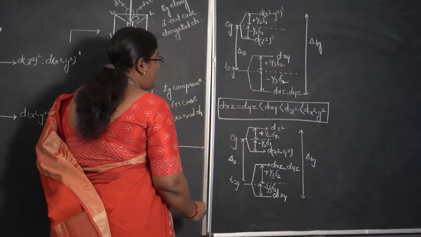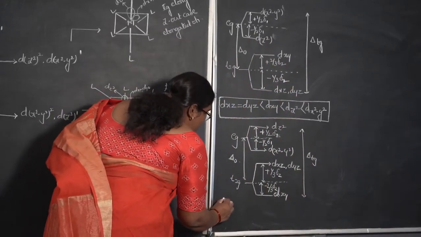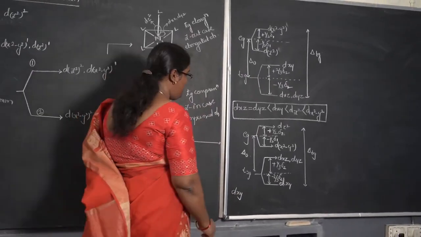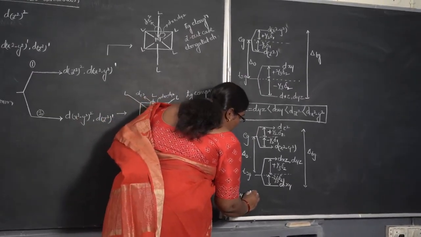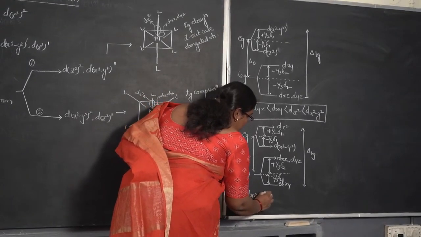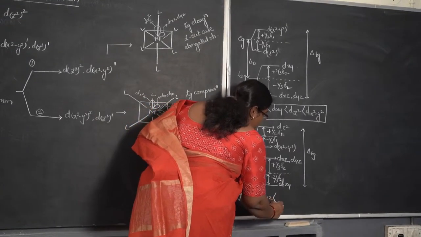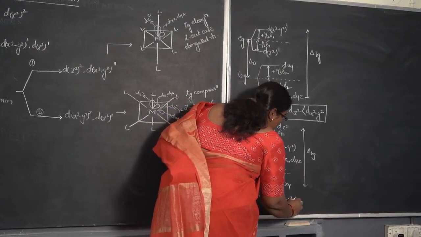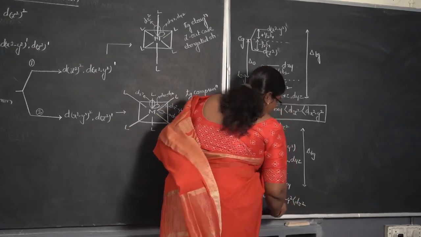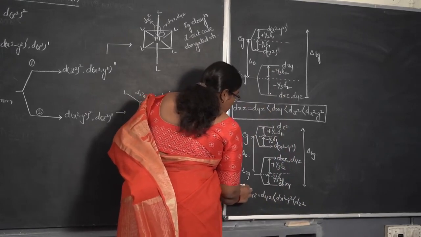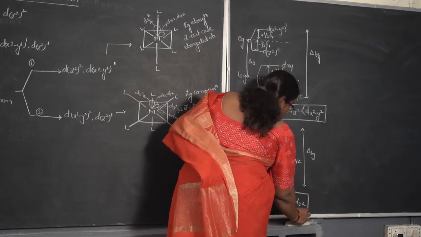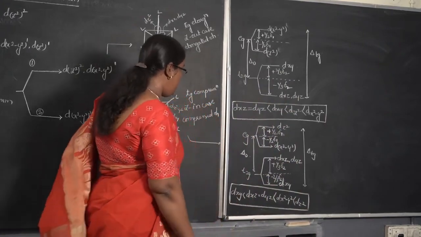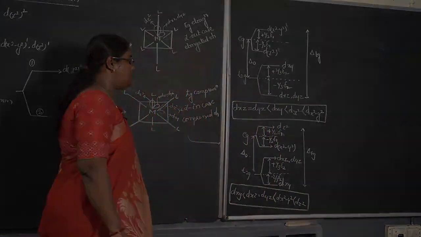So now the increasing order of energies of orbitals in tetragonal compression, that is dxy less than dxz equal to dyz less than dx square minus y square less than dz square. So this is the increasing order of energies of metal orbitals in tetragonal compression.